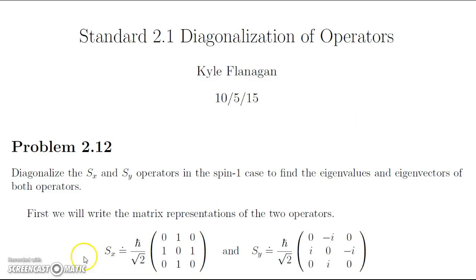So first we're going to write the matrix representation of the two operators, which are given in the book. So Sx can be represented as h bar over root 2 times 0, 1, 0, 1, 0, 1, 0, 1, 0, and Sy can be represented as h bar over root 2 times 0, negative i, 0, i, 0, negative i, 0, i, 0.